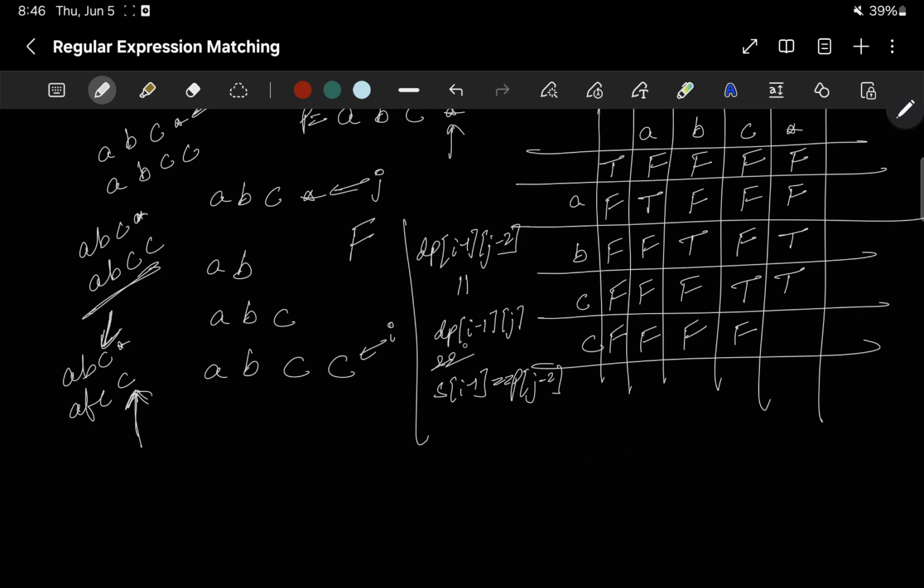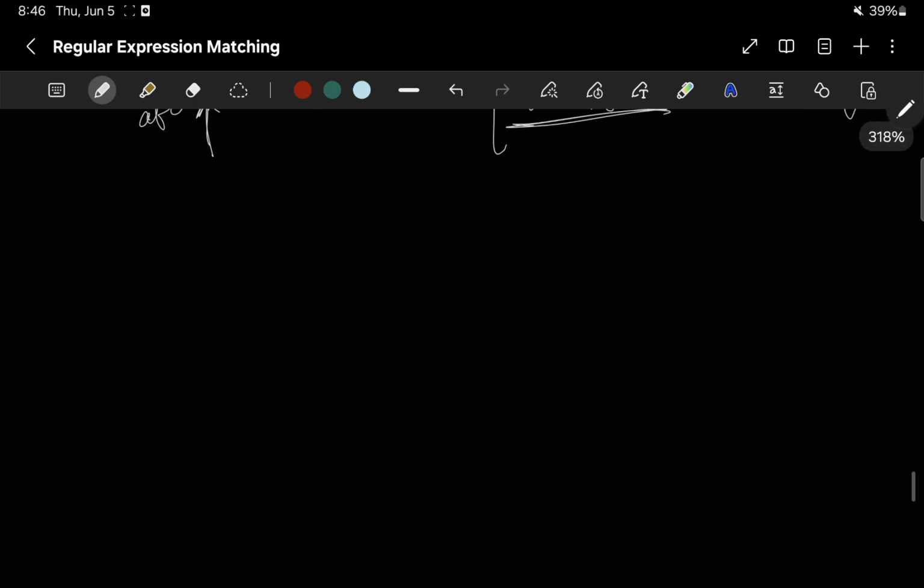So we need to compare that: dp till just before this, what matched with this ABC star, and the character at that point is also equal, and also this OR is there, right? So if I have to give you the fresh and the final solution, I would say it would be like, for your i, I will start from 0 to m.